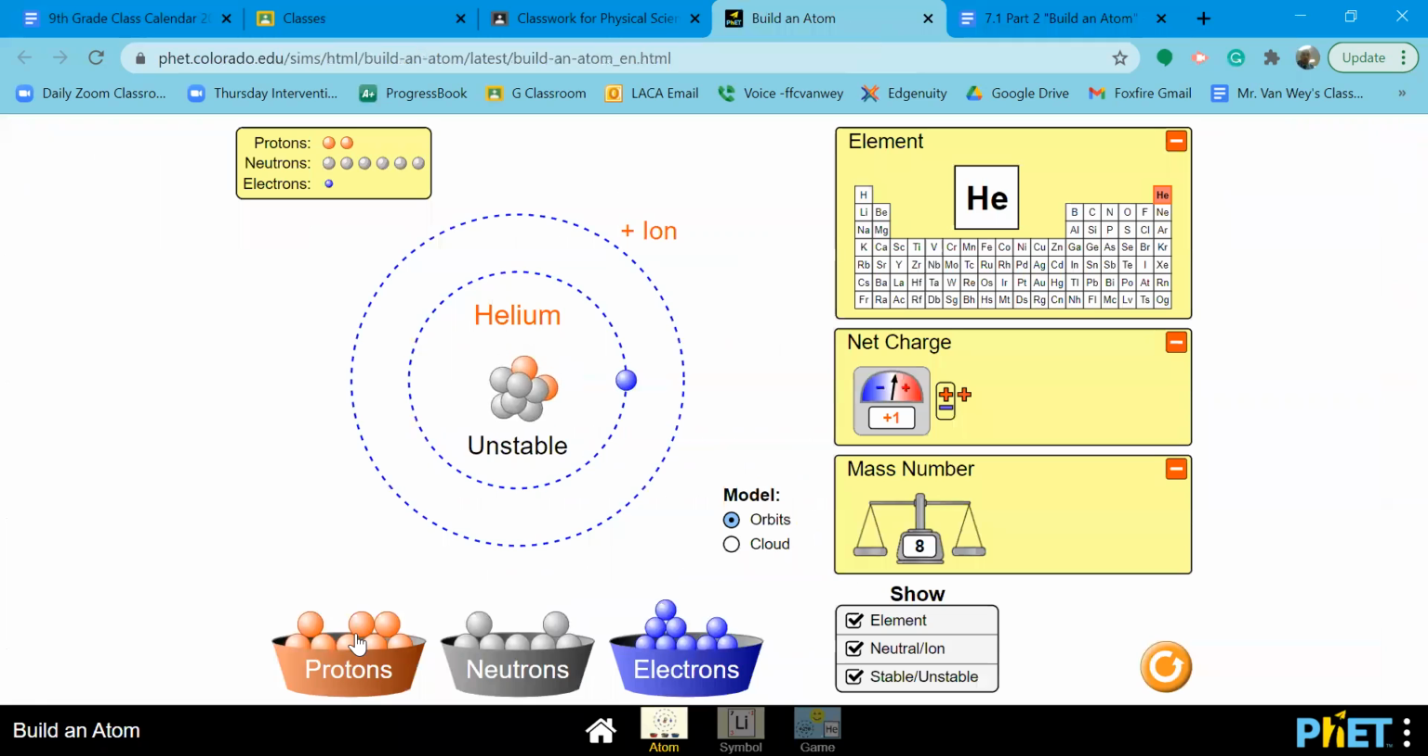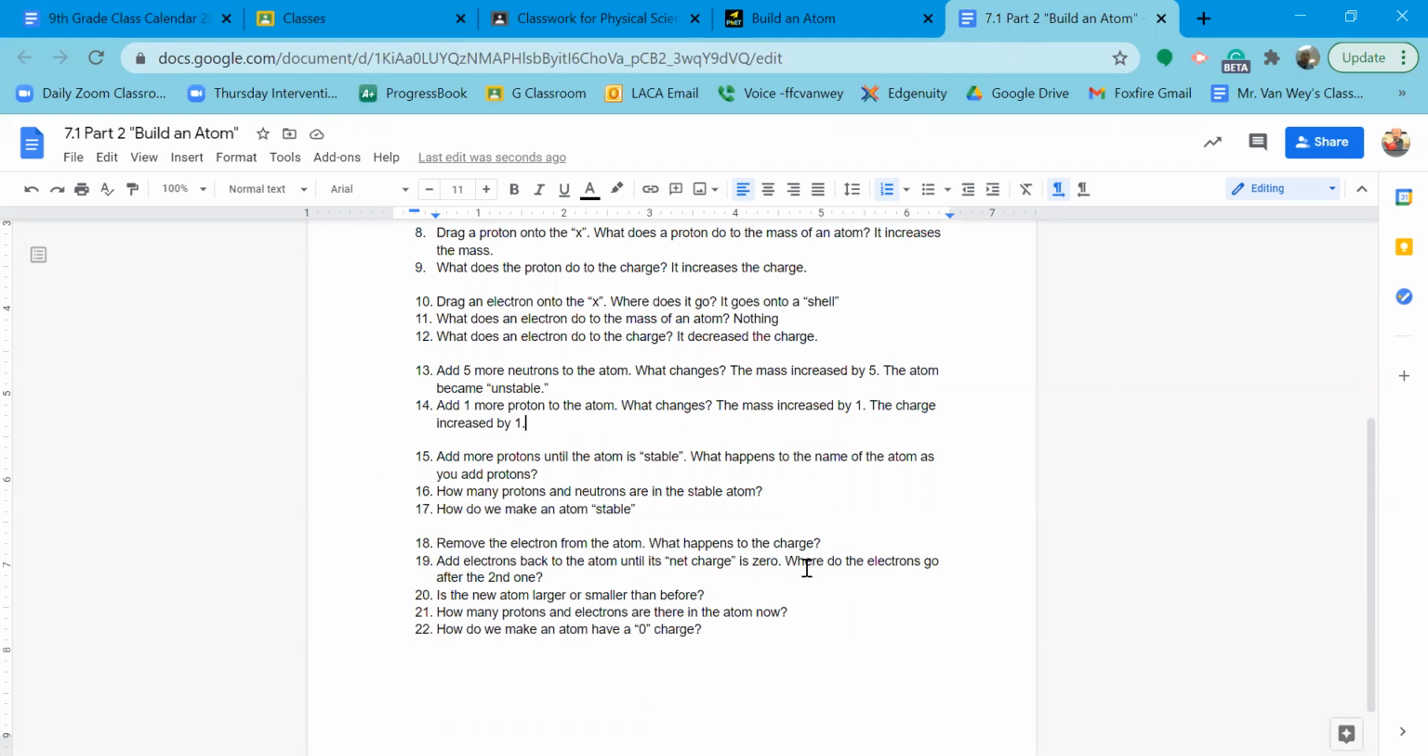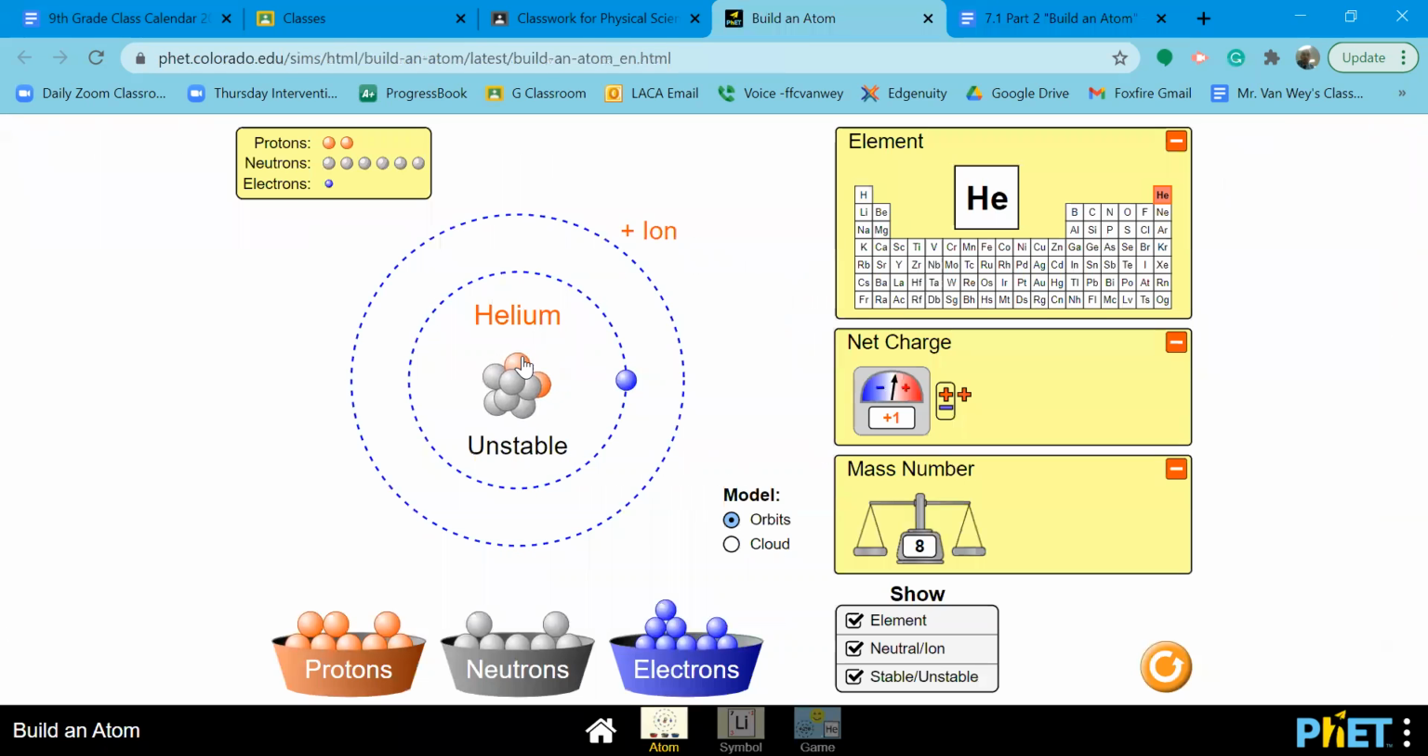Okay, so we're going to add more protons. Oh, we missed something. When we added this proton, it went from hydrogen to helium. Now it's helium. So we forgot to mention that, right? What changes? The mass increased by 1. The charge increased by 1. It became a helium atom. When we add protons, we're changing the type of atom it is.